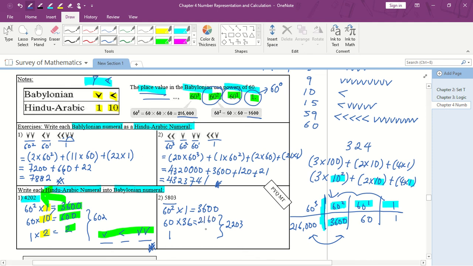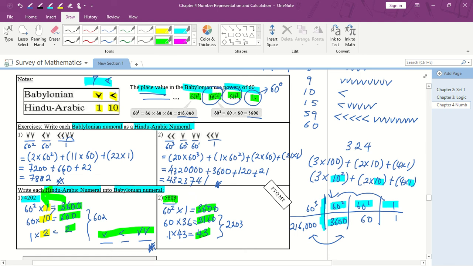And now you need to know how many ones you need. So you use 2203 minus 2160, and you know how many ones you need. 2203 minus 2160, you get 43, which means that you need to have 43 ones here. So 1 times 43, you get 43. Now you need to make sure that this plus this gets you 5803. You can double confirm using your calculator: 3600 plus 2160 plus 43, and you get 5803.